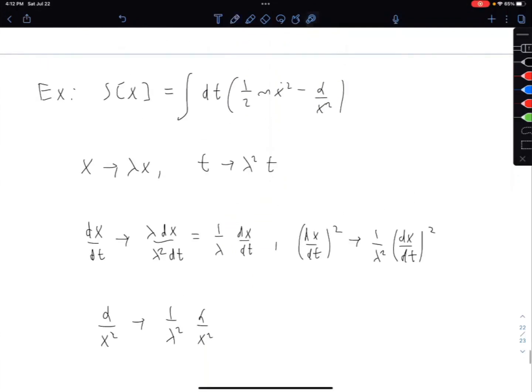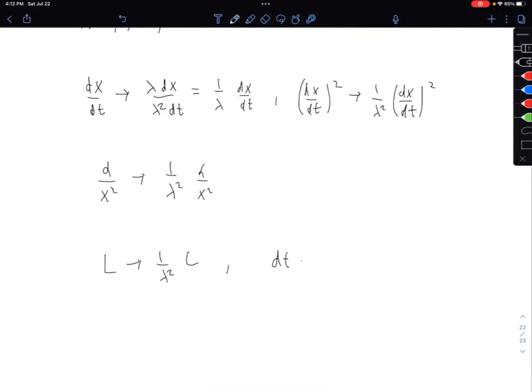But recall that there is this measure here, and dt will become lambda squared dt. That means that s, which is equal to the integral of dt L, will go into dt times lambda squared times L over lambda squared, and then these cancel, so this is just s. So this is the symmetry.